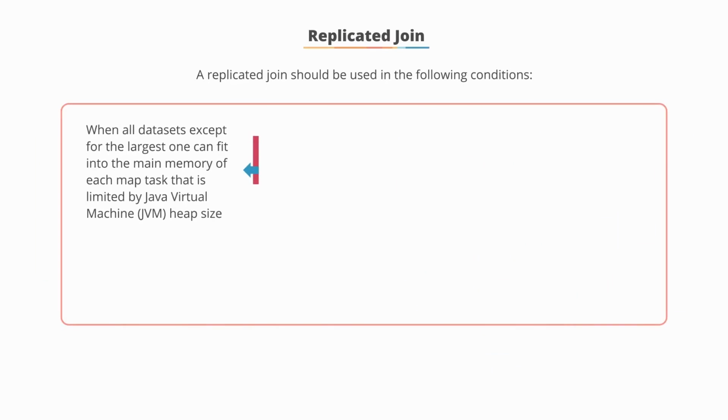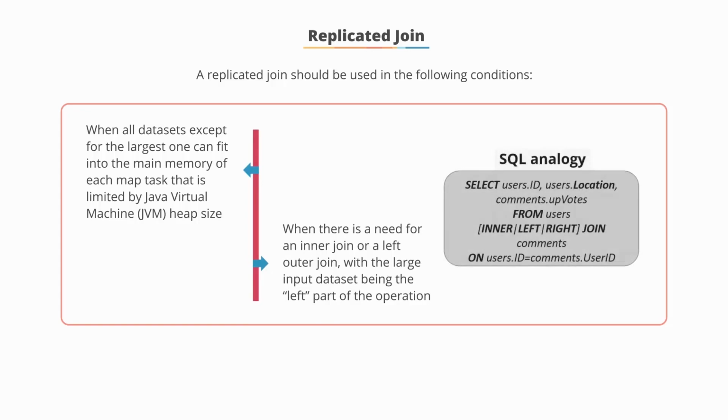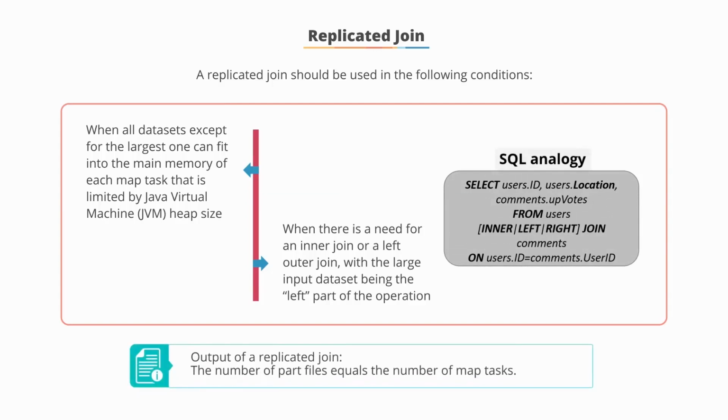Replicated joins should be used when all datasets, except for the largest one, can fit into the main memory of each map task, which is limited by the size of your Java virtual machine, or JVM, heap size. They are also used when there is a need for an inner join or a left-outer join, with the large input dataset being the left part of the operation. A SQL analogy of this type of replicated join is given on the screen. In the output of a replicated join, the number of part files equals the number of map tasks. And again, as this is using memory as one side of the join, it is typically much faster.